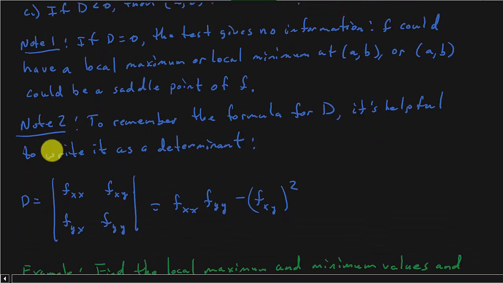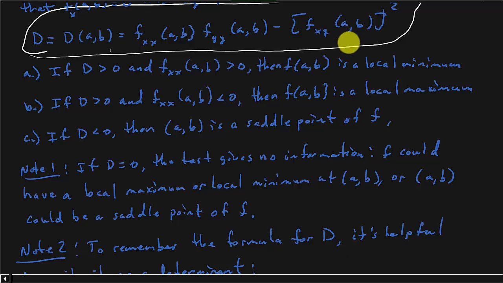And then we have another note here to remember the formula for D. It's helpful to write it as a determinant. So if we write it as a determinant, remember when you find the determinant of this, it's just this times this minus this times this. And remember, this partial is the same as this partial. So when you multiply them, you can just write it as the partial with respect to x, y squared. Okay, so this is one way that you can remember the formula if for some reason you forget it. But you know, the easiest thing to do is just remember it.